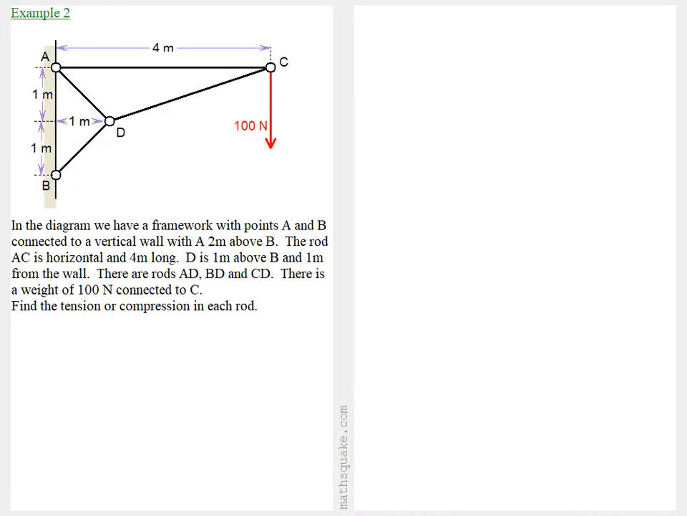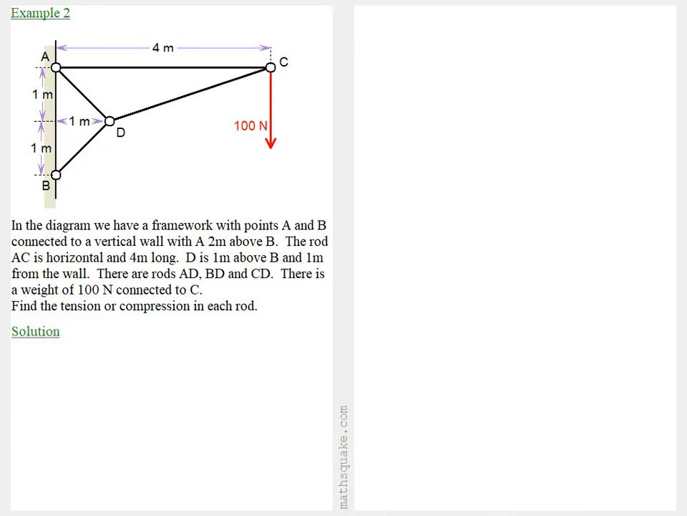Example 2. In the diagram, we have a framework with points A and B connected to a vertical wall with A 2 meters above B. The rod AC is horizontal and 4 meters long. D is 1 meter above B and 1 meter from the wall. There are rods AD, BD and CD. There is a weight of 100 newtons connected to C. Find the tension and compression in each rod.